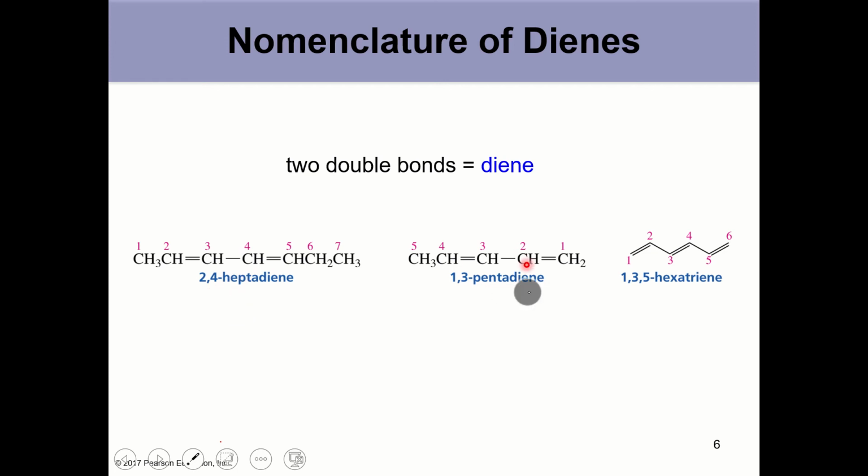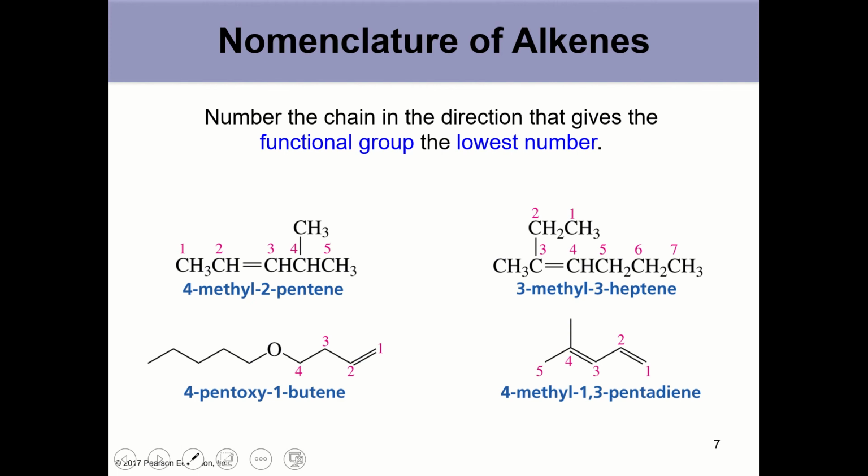We also have 1,3-pentadiene in the middle and 1,3,5-hexatriene at the end. We have to indicate where each pi bond is located with the number of the sp2 carbon that is the first carbon of the pi bond. Number the chain in the direction that gives the functional group the lowest possible number.